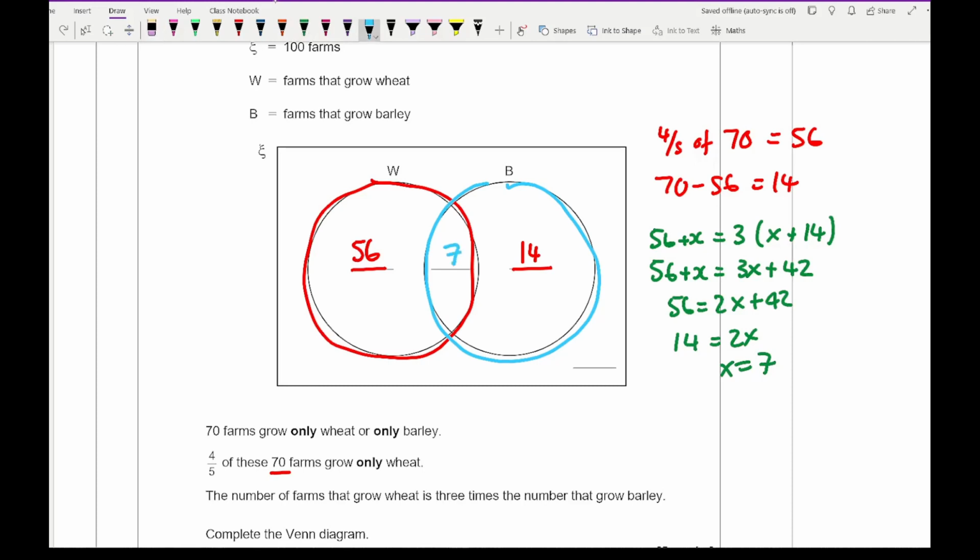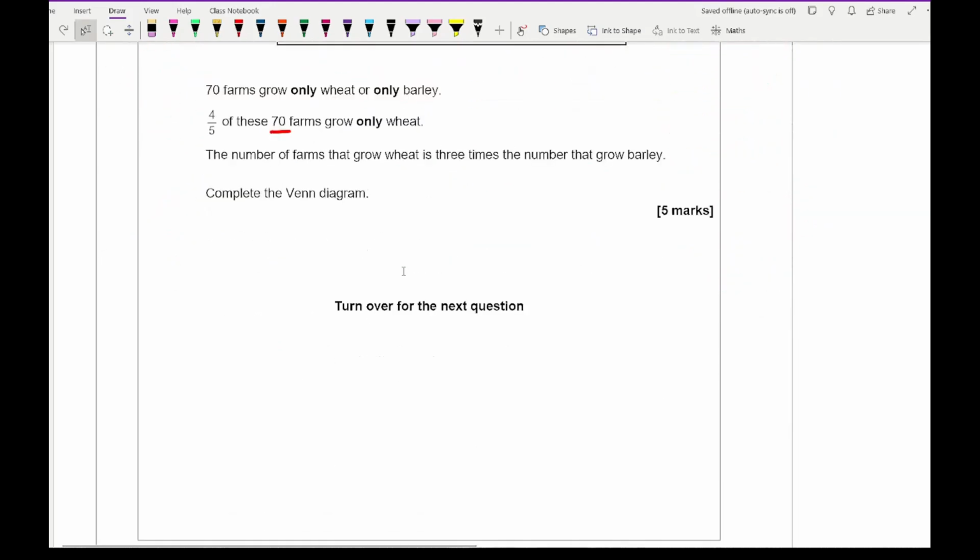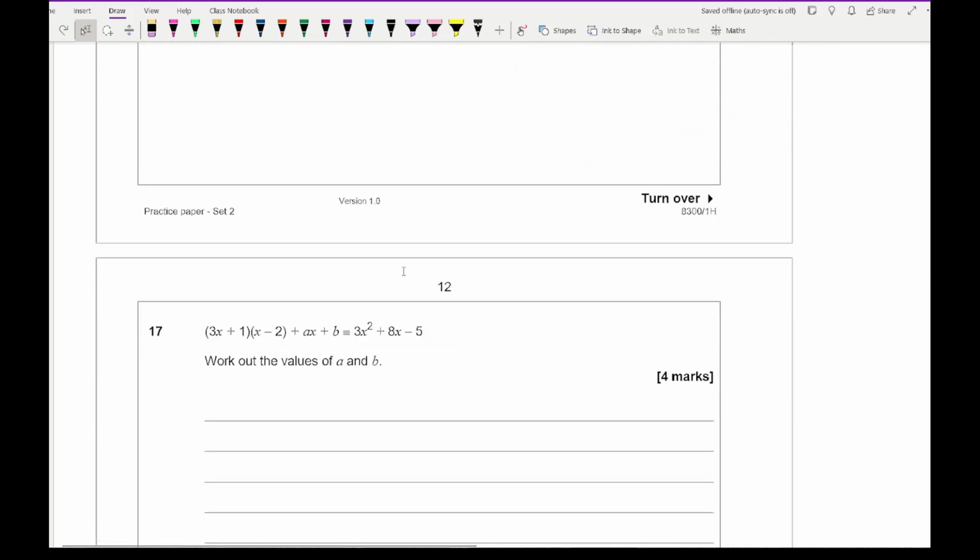Now I know that all the numbers inside the Venn diagram need to add up to 100. So if I do 100 minus 56 minus 7 minus 14, I get an answer of 23. So 23 goes there. Now again, if you've thought of an alternate method but the numbers are in the correct place, then you will get those 5 marks. But it's always important to show your working out.